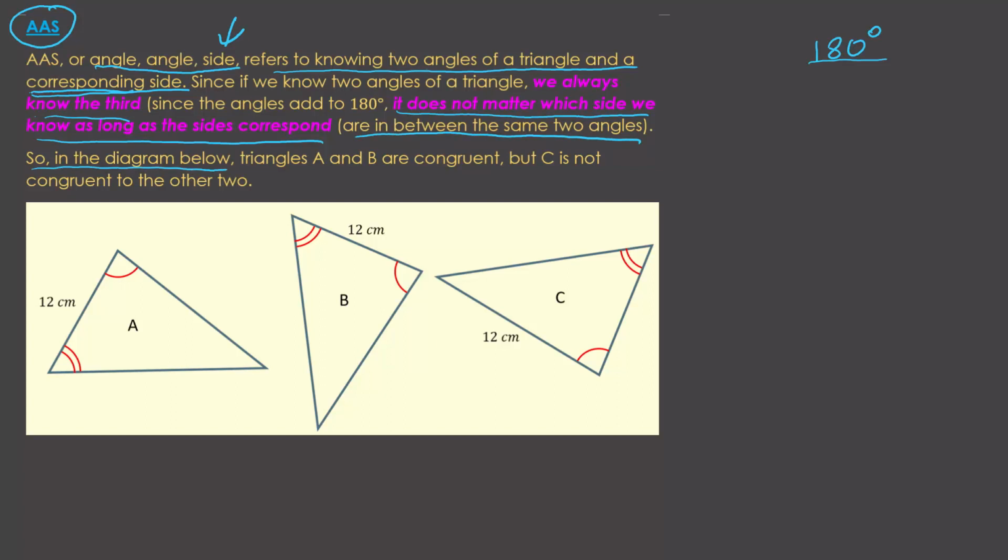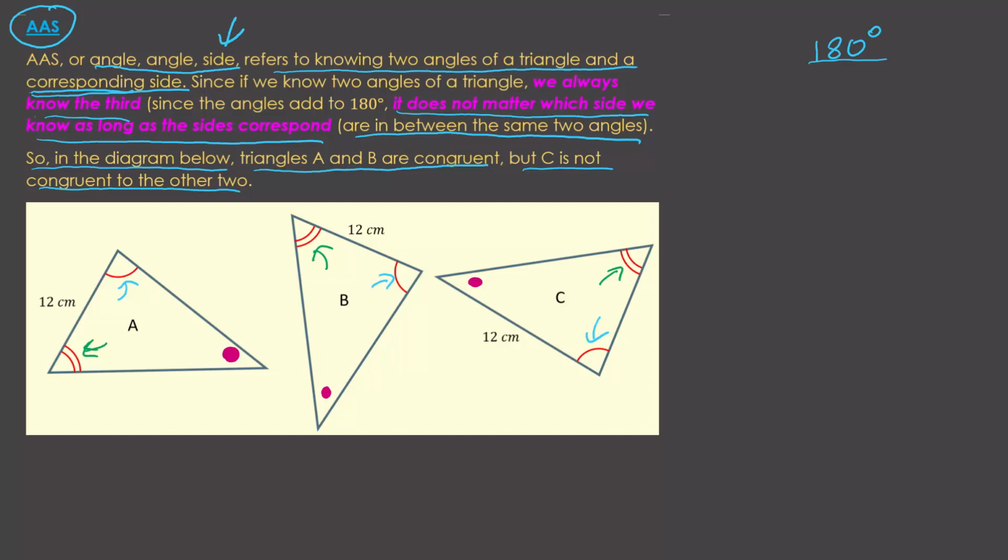So in the diagram below, triangles A and B are congruent, but C is not congruent to the other two. So the single ring here says that this is the same angle as this one, which is the same angle as that one. The double ring here means that that's the same angle as this one, which is the same angle as this one. And because of that, the third angle in each triangle must be the same.